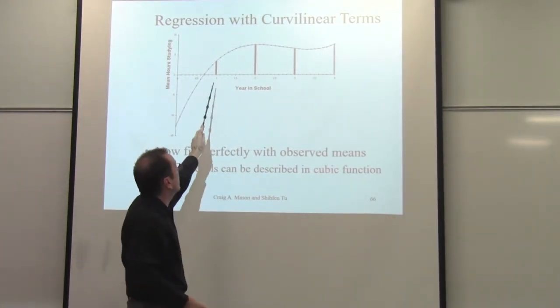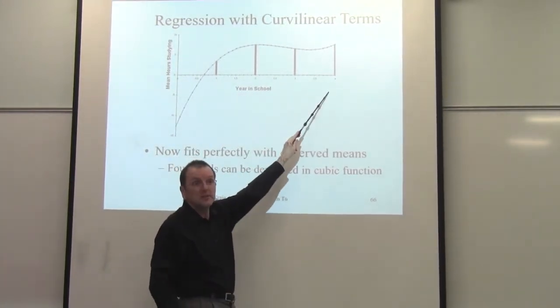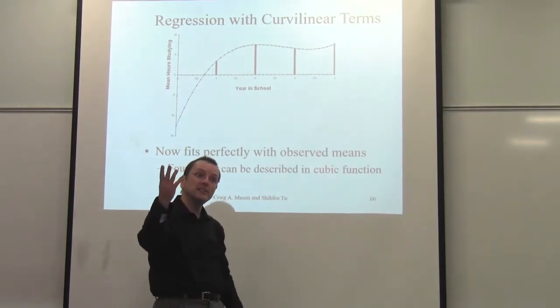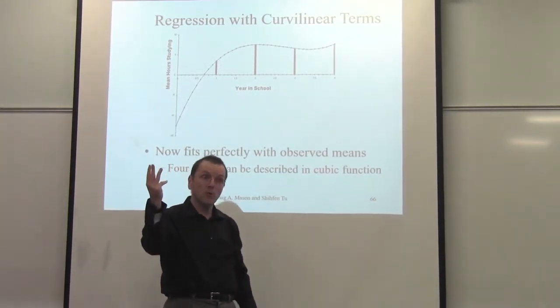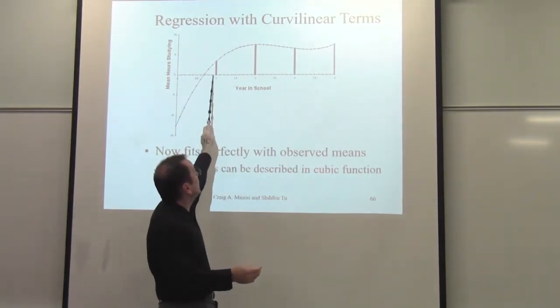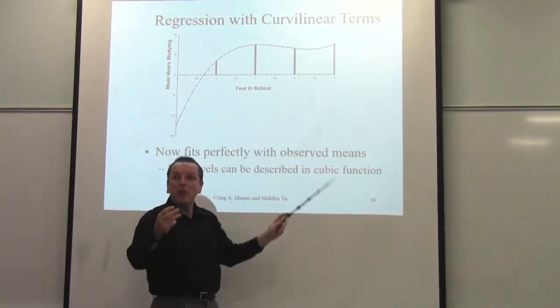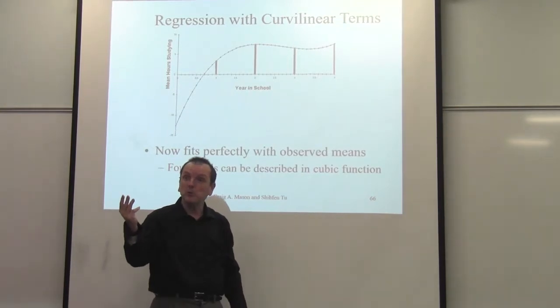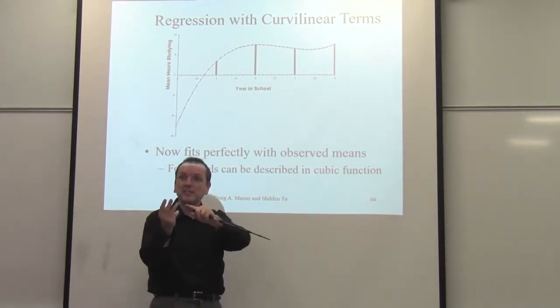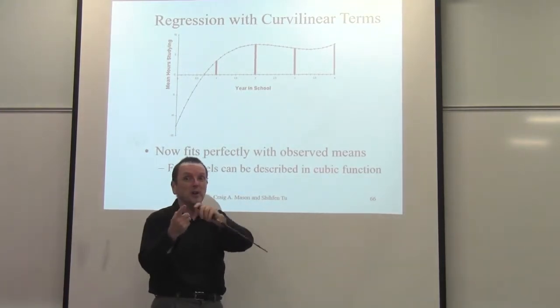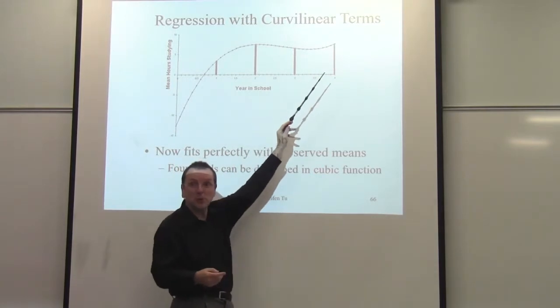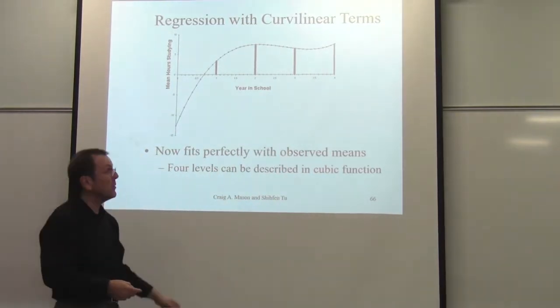If you've got 4 levels, think about it as kind of like coding ethnicity. If you've got 4 ethnic groups, 3 variables can perfectly code those 4 groups. If I've got 4 years in school, 3 variables can perfectly code those groups. And in this case, it's not a dummy code, dummy code, dummy code. It's year in school, year in school squared, year in school cubed. It perfectly captures those averages. So you could say, well, gosh, that's great.